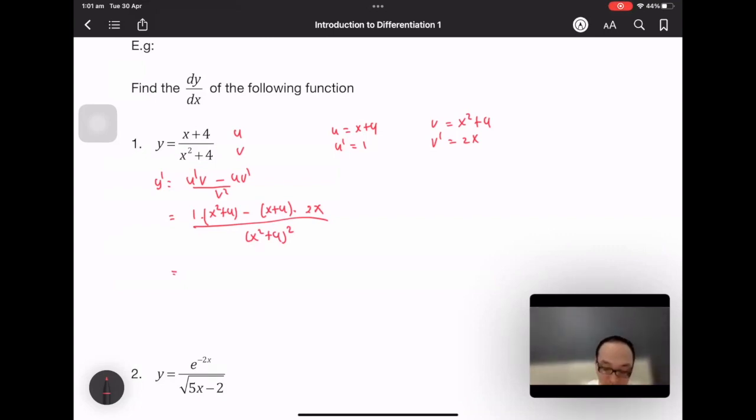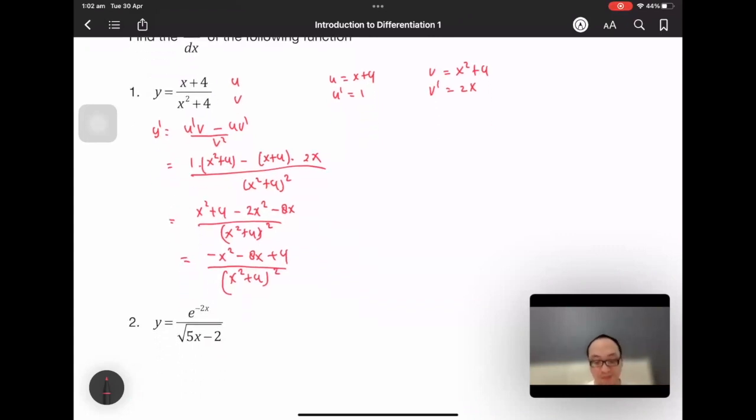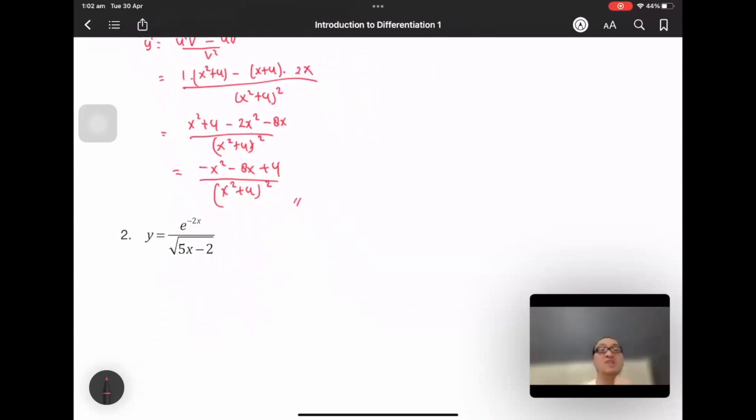So simplify, we don't have the same term, the common factor. So we expand it. X squared plus 4 minus 2x squared minus 8x over x squared plus 4 squared. We don't need to expand the denominator, yeah? So it's negative x squared minus 8x plus 4 over x squared plus 4 to the power of 2. That's it. This is already the simplest form.